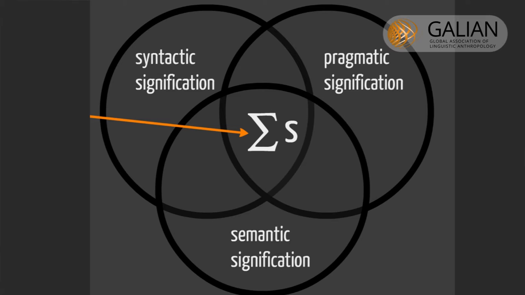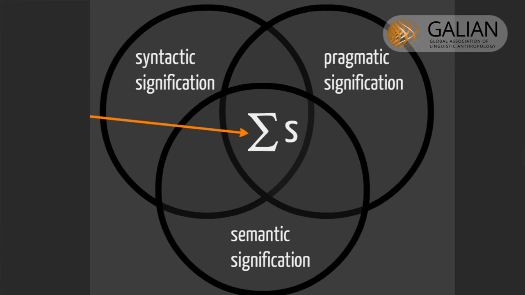However, there is a certain syntactic signification which is incompatible with a certain pragmatic signification, and which is incompatible with a certain semantic signification. There are certain syntactic significations which are compatible with semantic significations, but are incompatible with pragmatic significations, and so forth. But there is a certain set of syntactic significations which are compatible with semantic significations and pragmatic significations for a certain significating field. And this is the field within which we have a certain discourse and a certain context. So we call the sum of these the sigma S, which is the sum of significations that relate to or contribute to our required context.